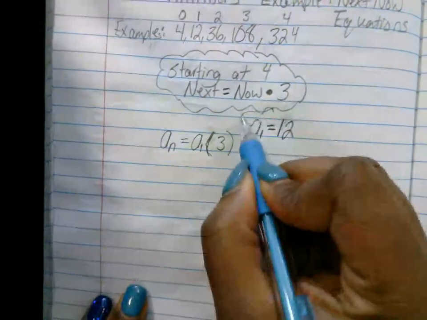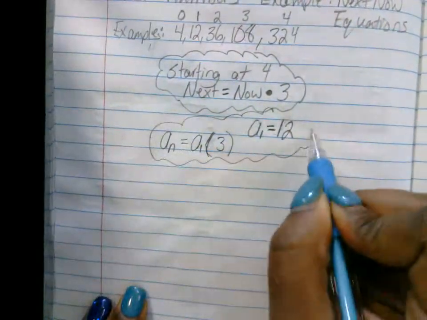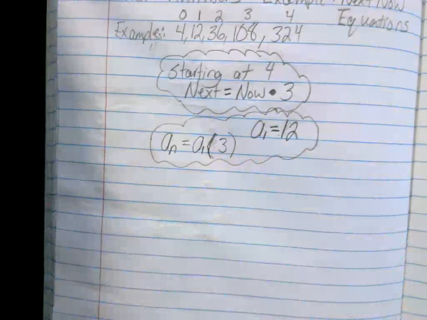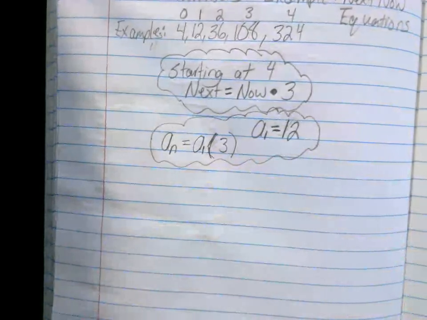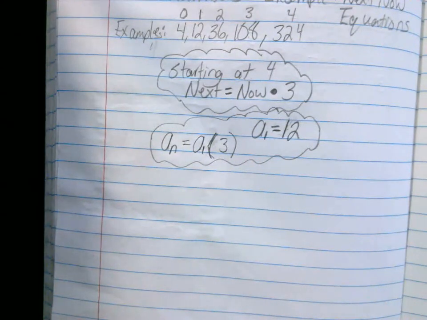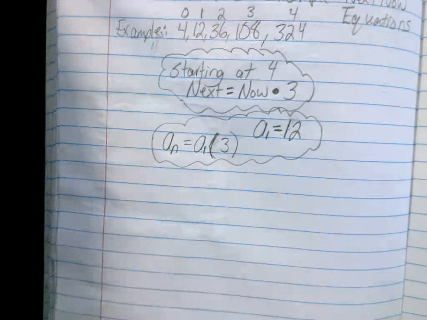This is another way to write a recursive. You can't just substitute a number to get the direct answer. You have to use the previous number to get the next number. That's what makes it recursive.